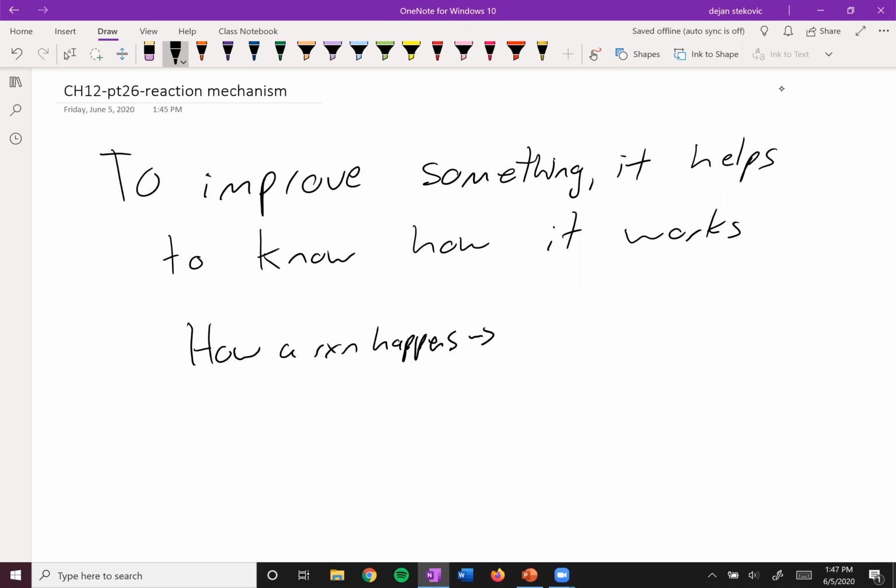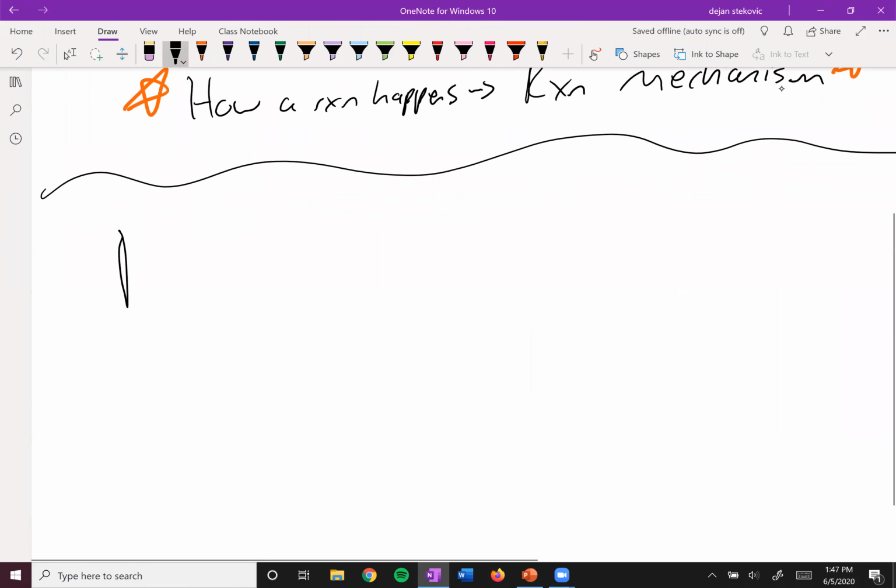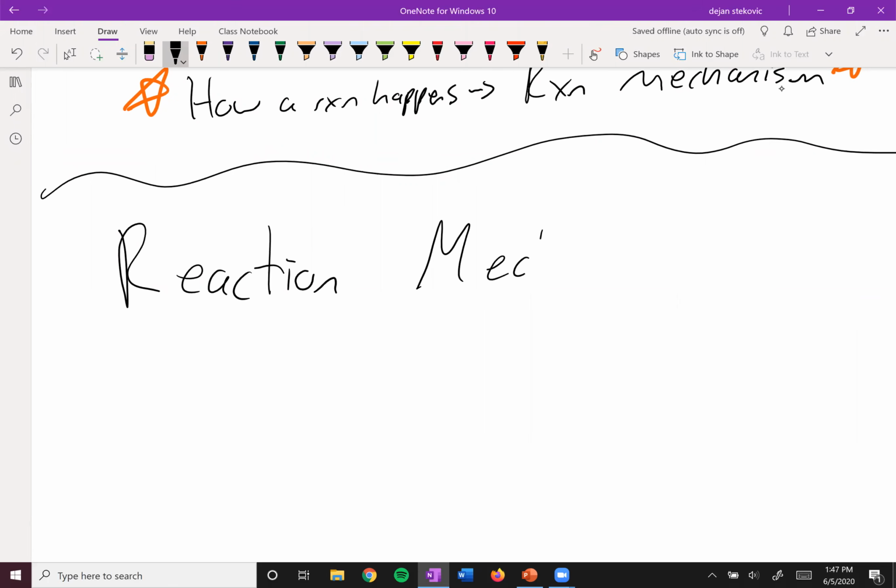is what we call the reaction mechanism. Right, and that's my favorite part of chemistry, kind of studying reaction mechanisms. And if you take organic chemistry, a huge part of organic chemistry is reaction mechanisms. So let's take a look at this. So again, this is the how things happen.